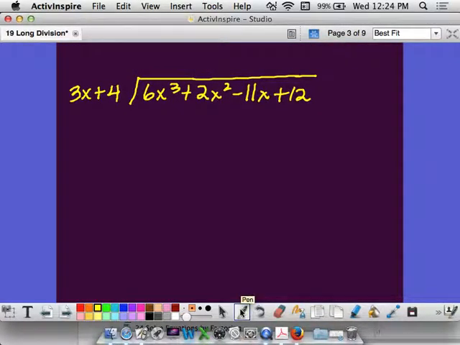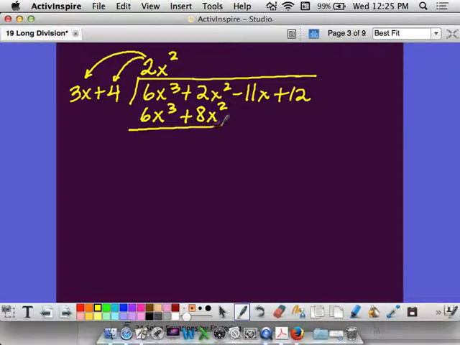And then we start. What times 3x is 6x cubed? Well, 3 times 2 is 6, and I need 2 more x's to make that cubed. So I'm going to multiply here. 2x squared times 3x is 6x cubed. 2x times 4 is a positive 8x squared. Draw the line, change the signs, and combine.